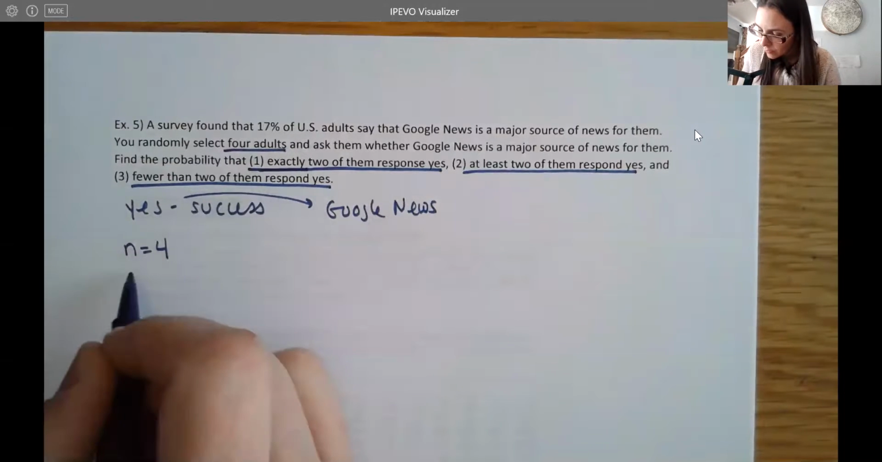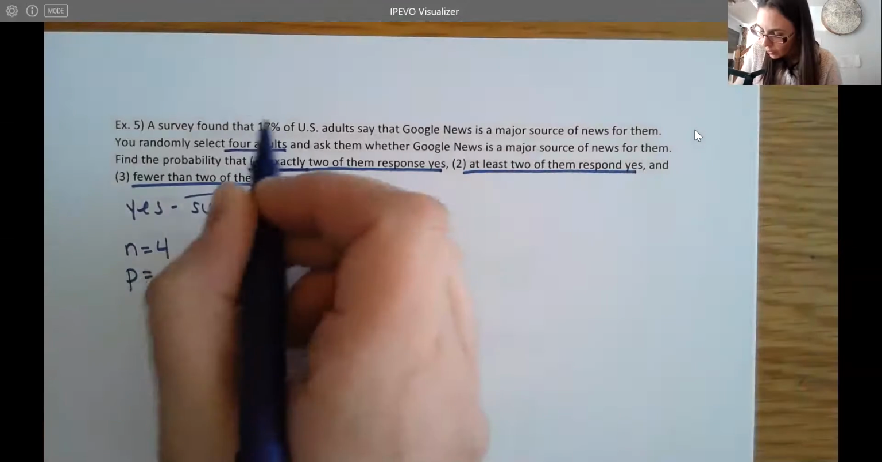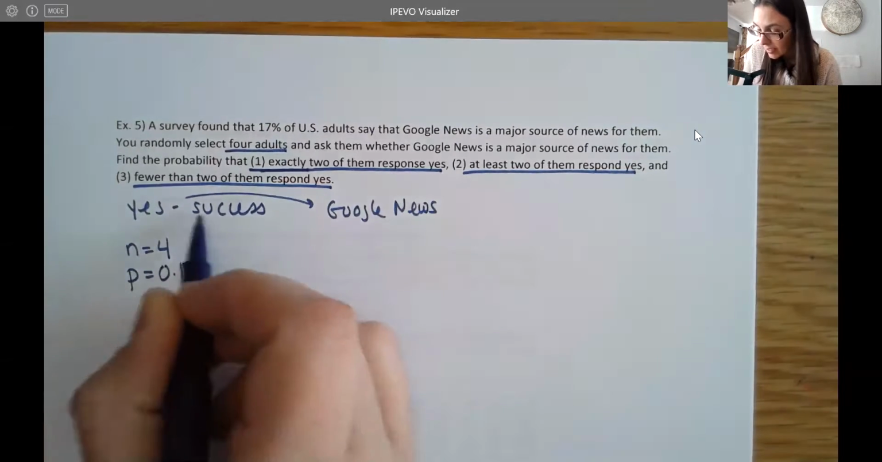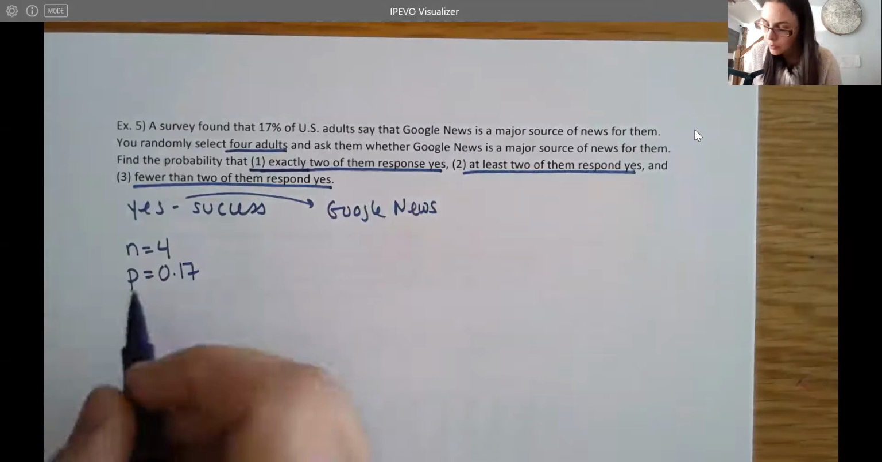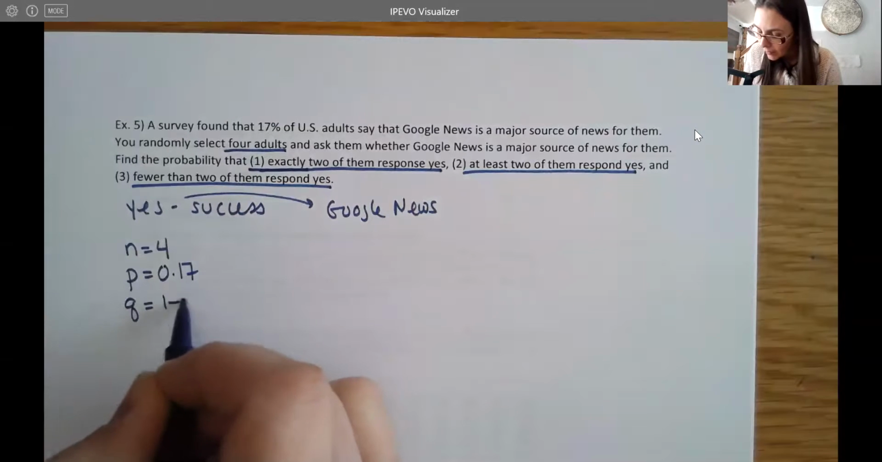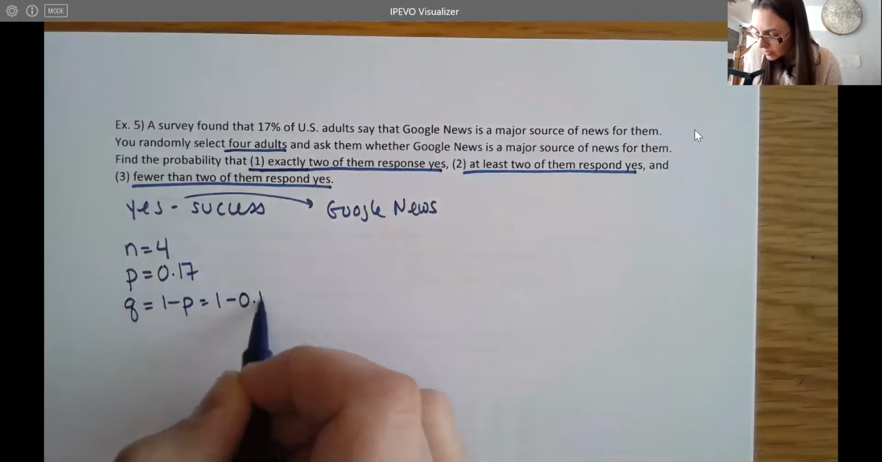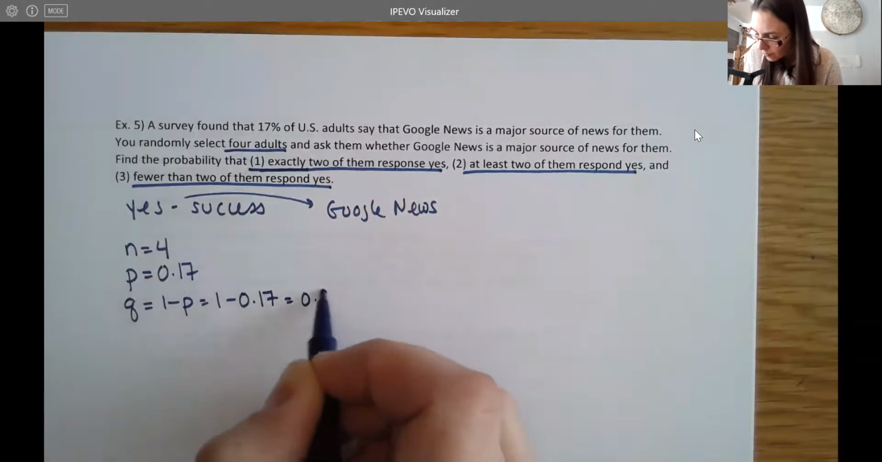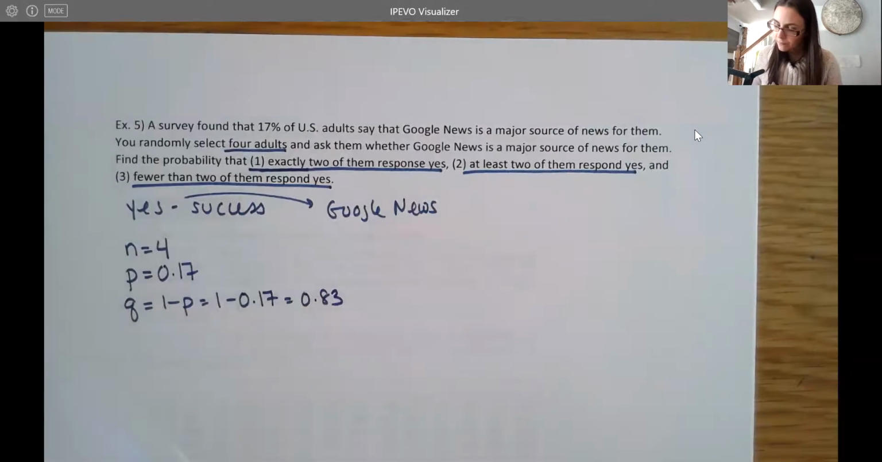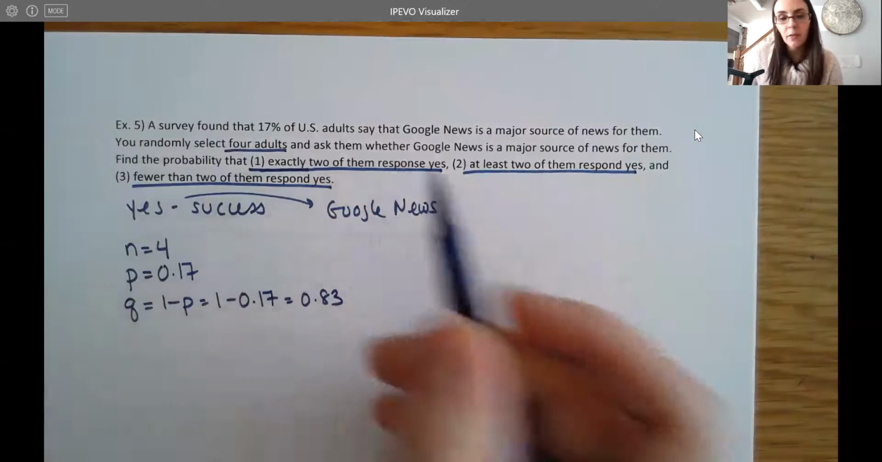All right, so my N is 4. My P here is going to be 0.17 because that's what I'm considering a success, that someone said yes, they use Google News. My Q then is 1 minus P, so 1 minus 0.17, 0.83.